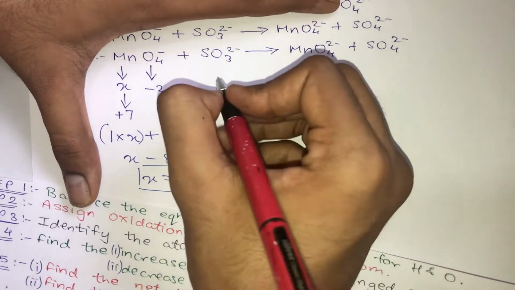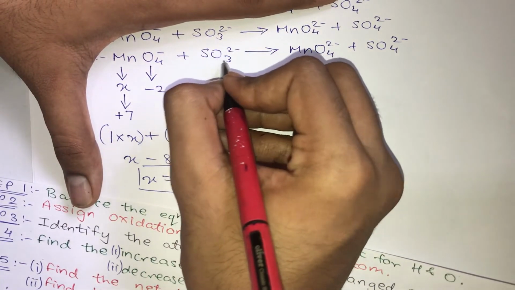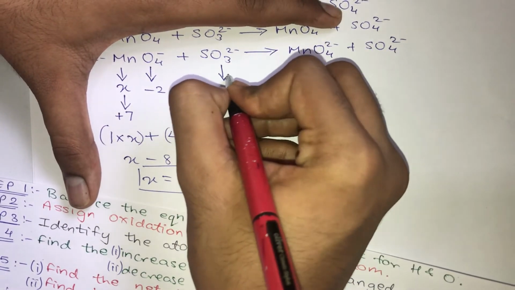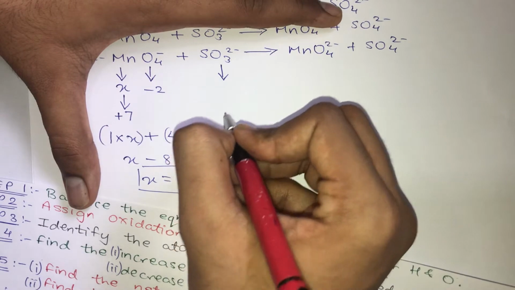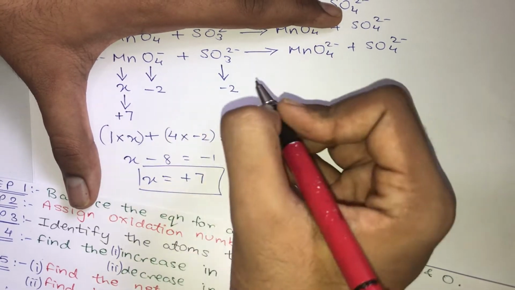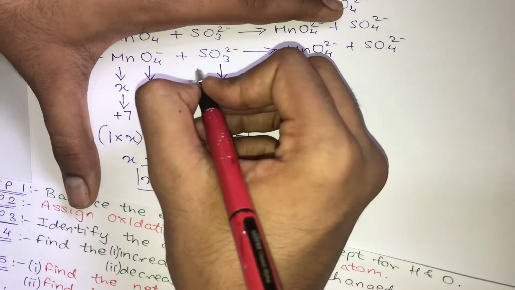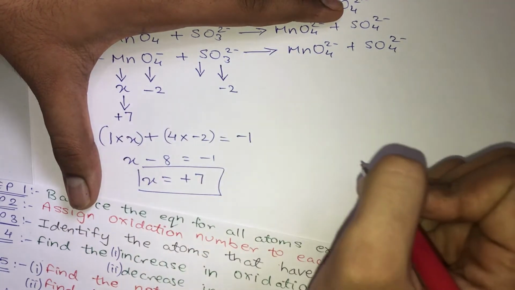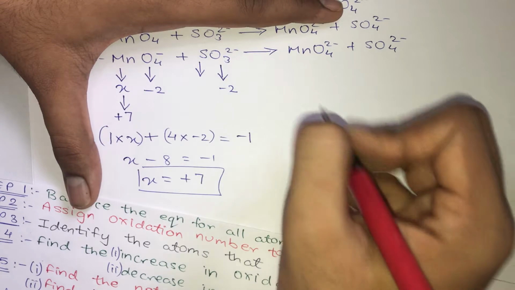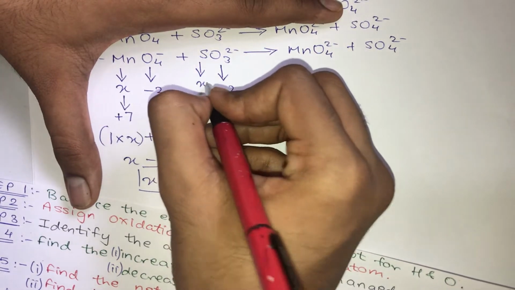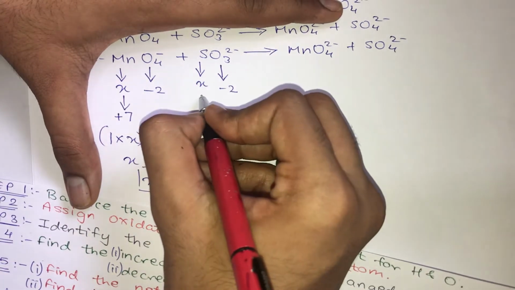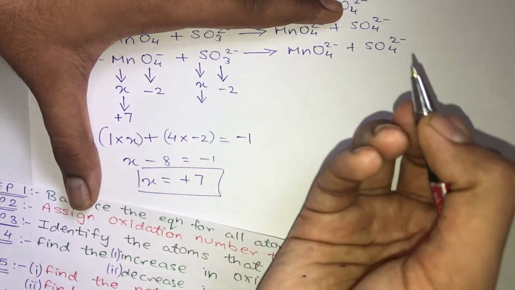Similarly, guys, let us consider the SO3 2- molecule. So here, what is the oxidation number of oxygen? It is going to be the same, that is -2. Now let's find the oxidation number of the sulfur atom. Since we do not know the oxidation number of the sulfur atom, let's again assume it to be X, or you can assume it to be any other variable. For the ease of understanding, I am assuming it to be S.